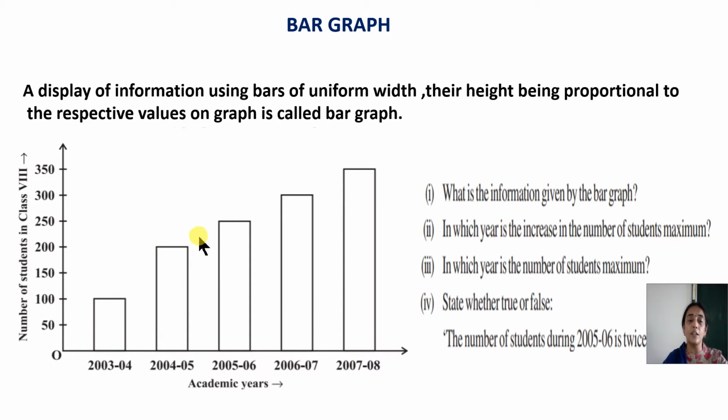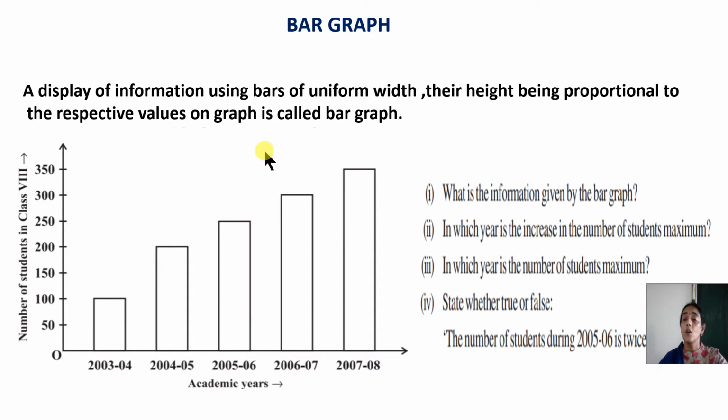Otherwise here the difference is a little less. Here also less. Here also less. But here it is maximum. So the increase in the number of students in 2004-2005 is maximum. That is, the increase is maximum. The maximum number of students is in the year 2007-2008, but the increase from 3 to 4, the increase in 4 to 5, is maximum. In which year is the number of students maximum? I said 2007-2008.